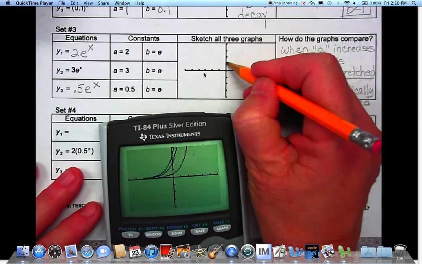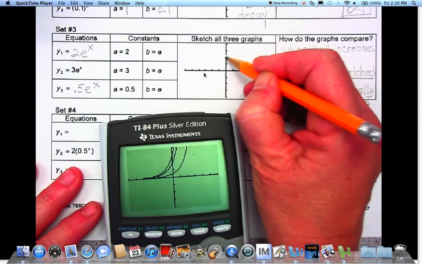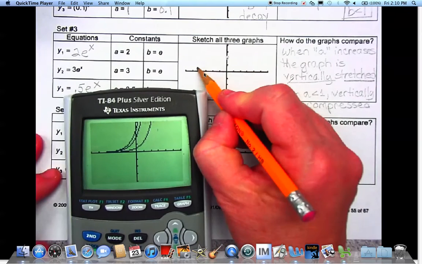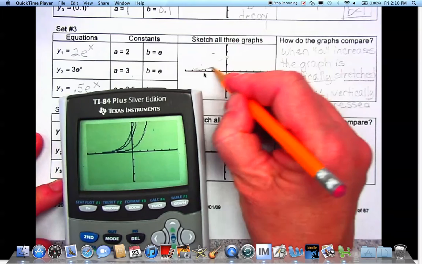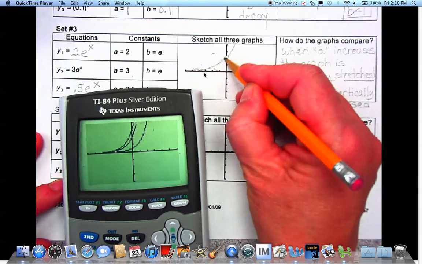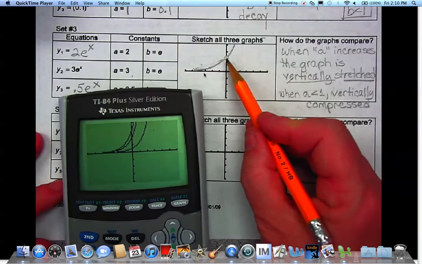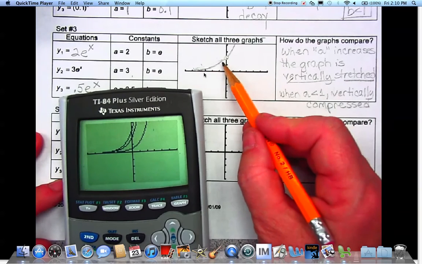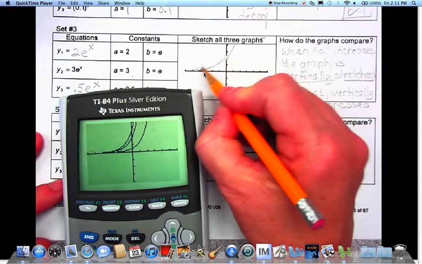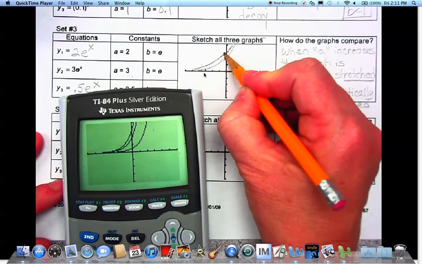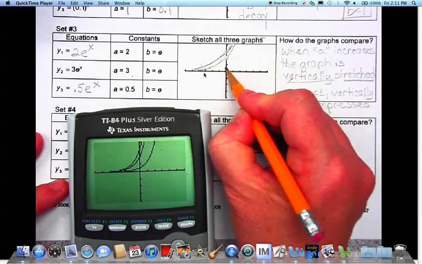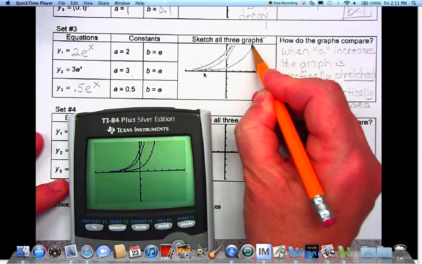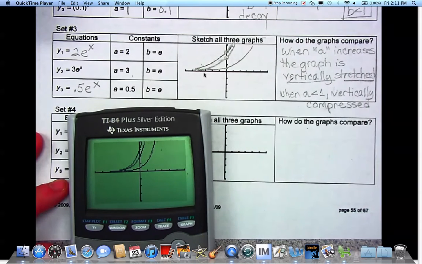And also, notice what point is it going through? Like the first one, the 2e to the x, it goes through what point on the graph? Right here. Oh, it's a 2? It's going through 2. And then the 3e to the x goes through 3. There you go. And then the 0.5e to the x goes through 0.5. So the A tells you where it's crossing the y-axis, the y-intercept.